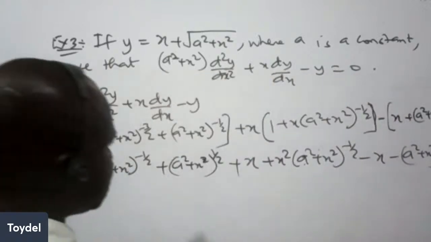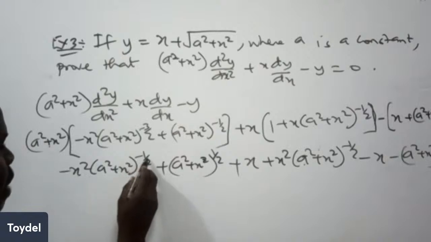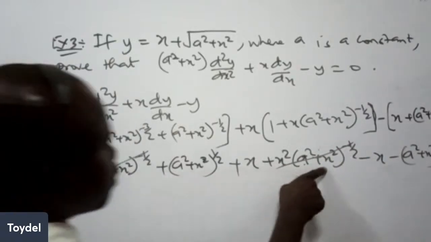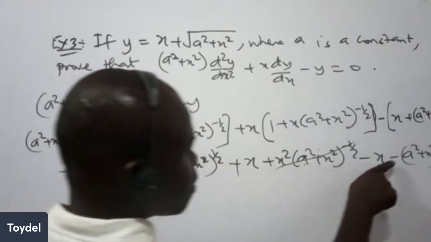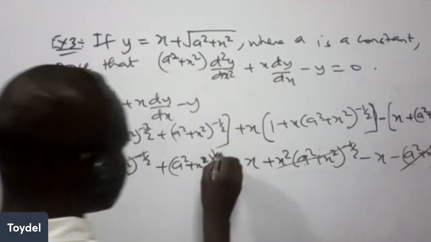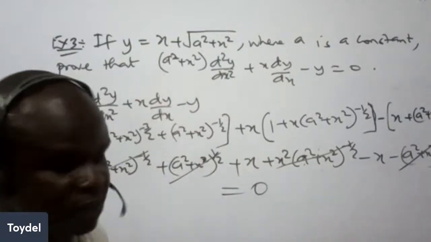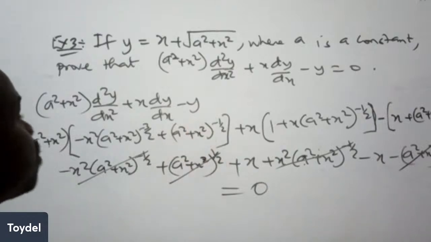So if we look at this very well, we realize that minus s²(a² + s²)^(-1/2), we cancel this. This is minus and this is plus. (a² + s²)^(1/2) minus (a² + s²)^(1/2), this we cancel out. And at the end of the day, s minus s, we have gotten the value of everything to be equal to 0. And that is what we are required to do, and that's what we have done.